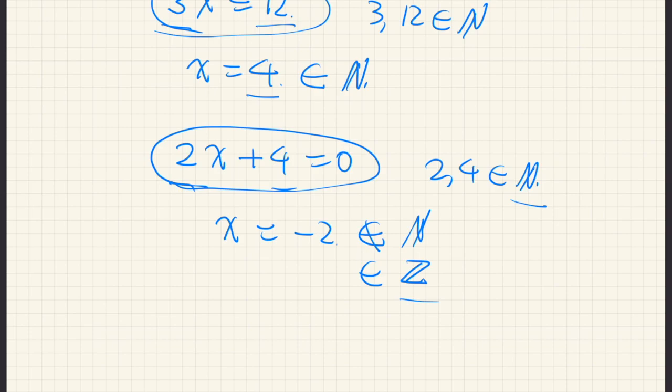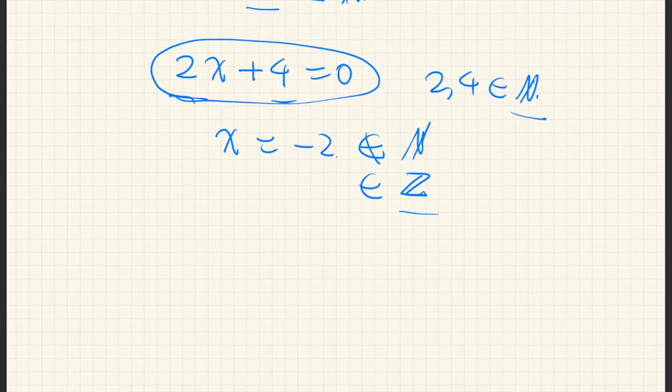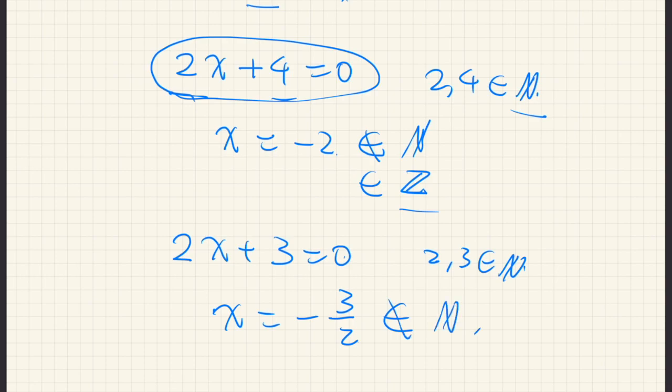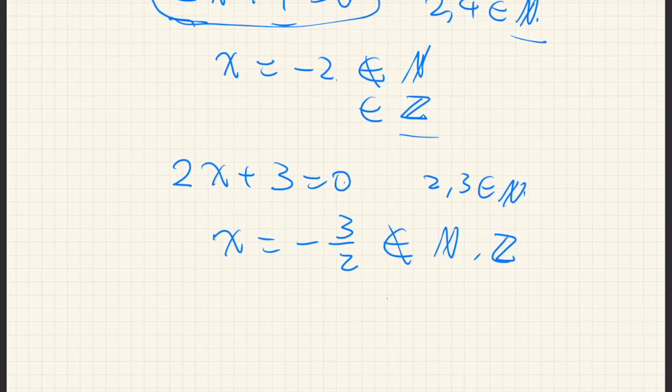And furthermore, let's consider this equation, 2x plus 3 equals 0. And of course, 2 and 3 are again natural numbers. However, the solution x is equal to negative 3 over 2, which is not a natural number or integer, but it is a rational number.